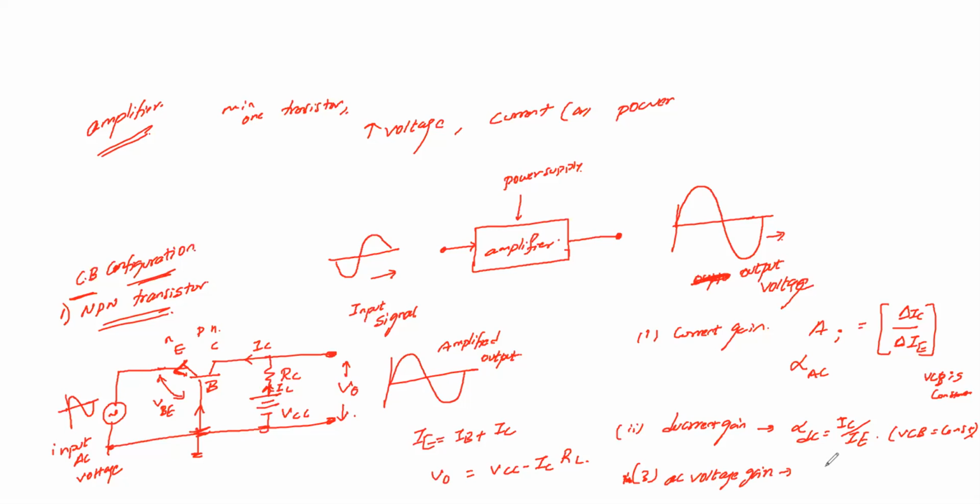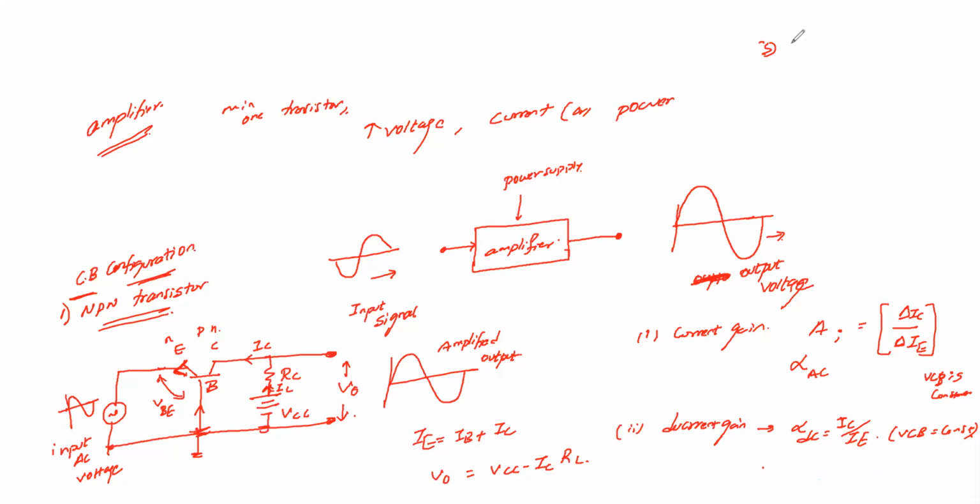For AC voltage gain, again we are discussing the relations, output by input. So let's see. This AC voltage gain, I'll take it as AV, is equal to VCB by VCE. I'll write here.